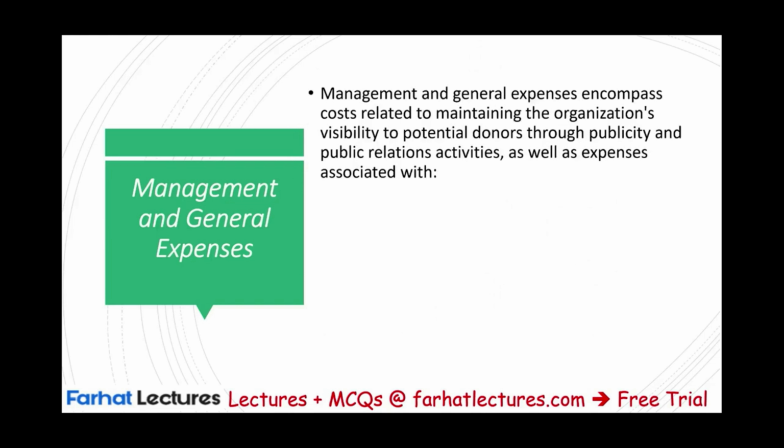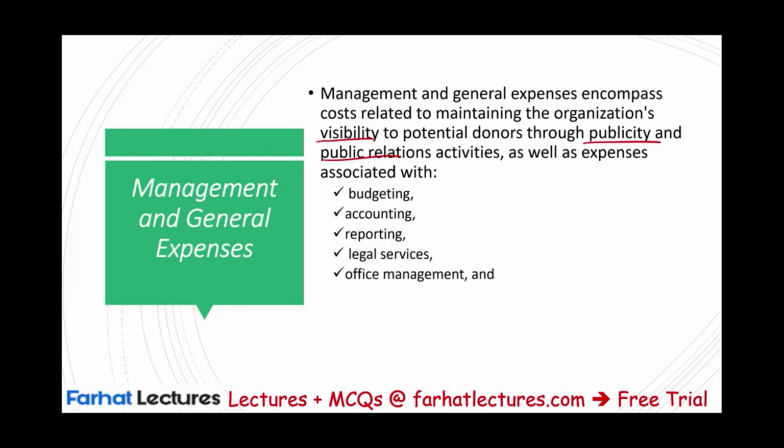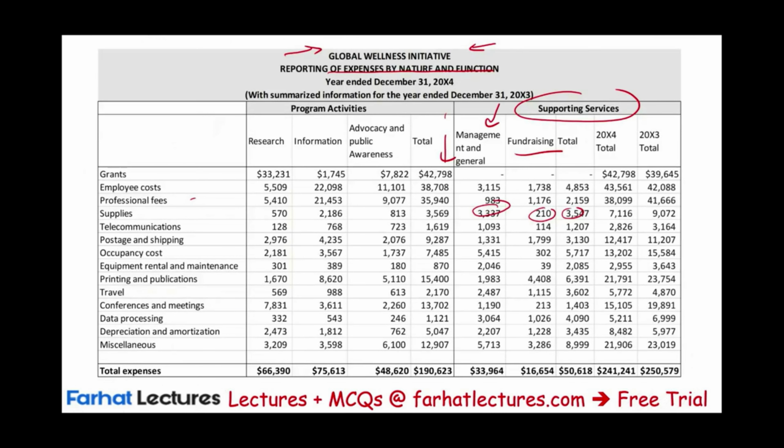Management and general include costs related to maintaining the organization's visibility to potential donors through publicity and public relations activities, as well as expenses associated with running the organization, like budgeting, accounting, reporting, legal services, office management, purchasing, any cost that sustains and supports the organization to run its operation. This is what we call management and general expenses. Under which category? They are listed under the functional expenses of supporting activities.